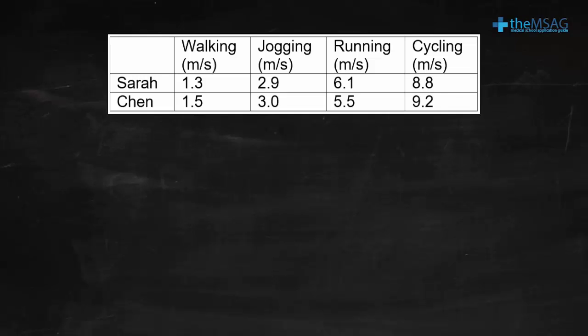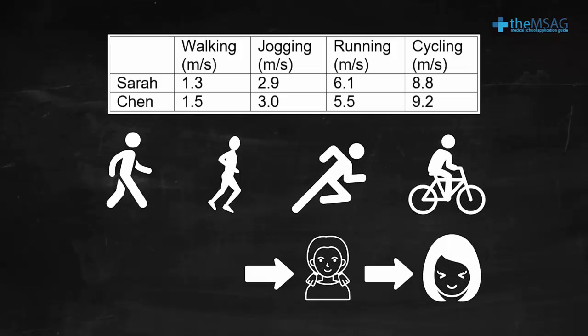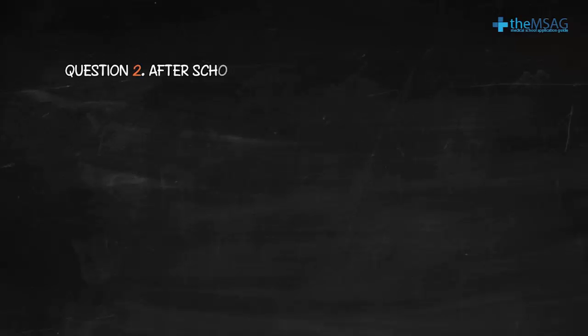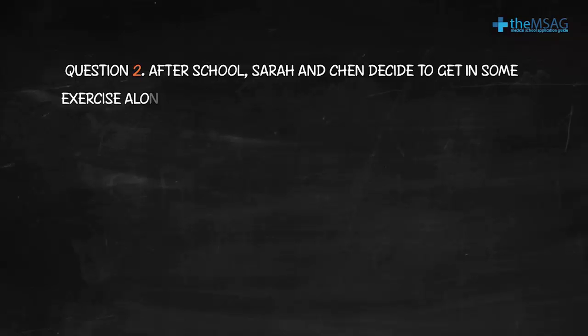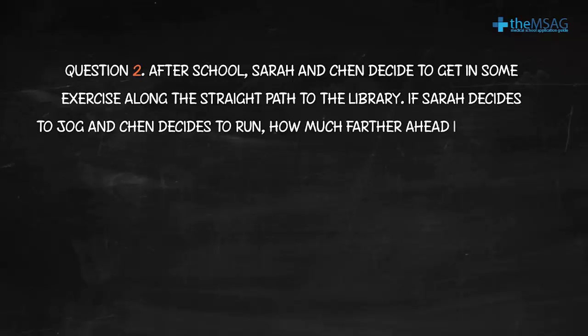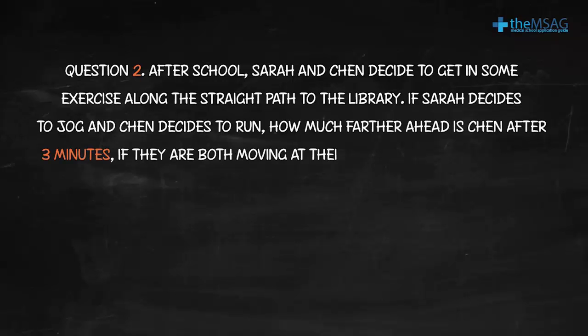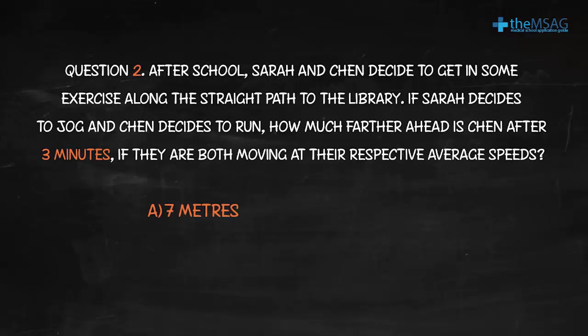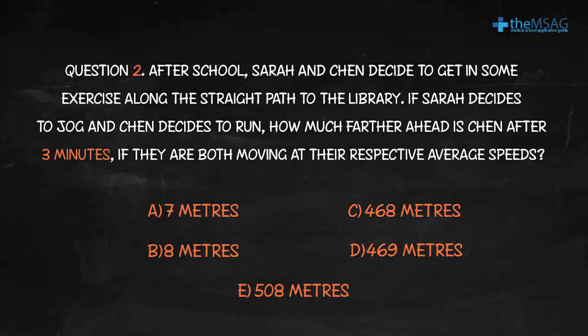Take a look at the table on the screen. It gives information about the average walking, jogging, running and cycling speeds of Sarah and Chen. The units are meters per second. Now, question 2. After school, Sarah and Chen decide to get in some exercise along the straight path to the library. If Sarah decides to jog and Chen decides to run, how much farther ahead is Chen after 3 minutes if they are both moving at their respective average speeds? Is it A, 7 meters, B, 8 meters, C, 468 meters, D, 469 meters, or E, 508 meters? Pause the video and try this question using the method we have learnt earlier.